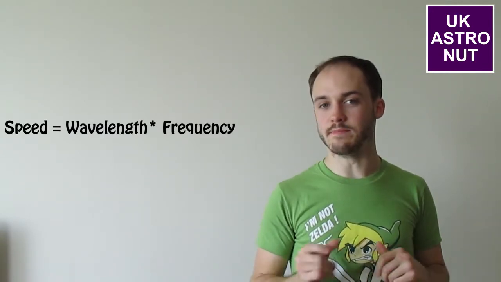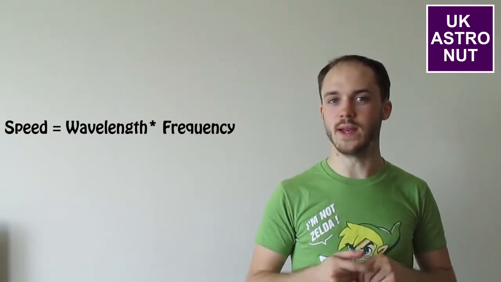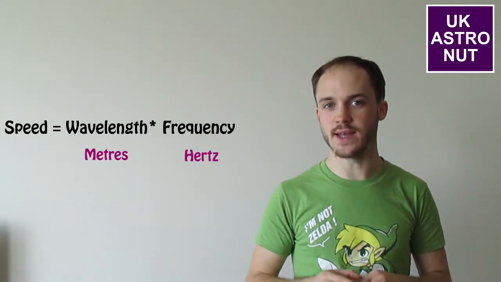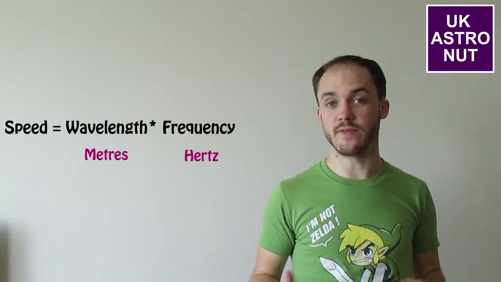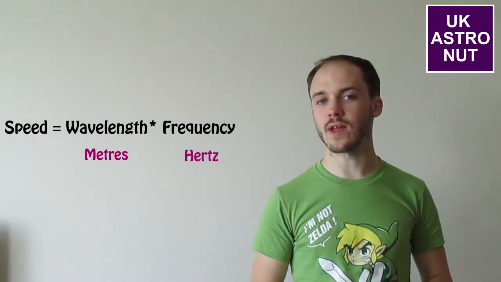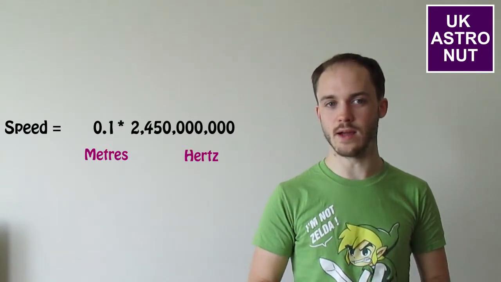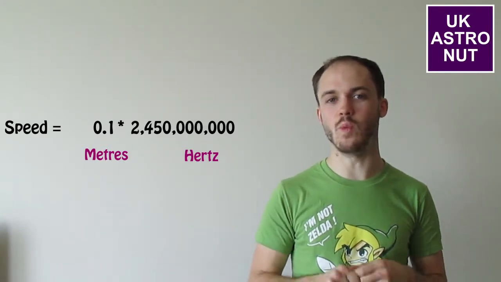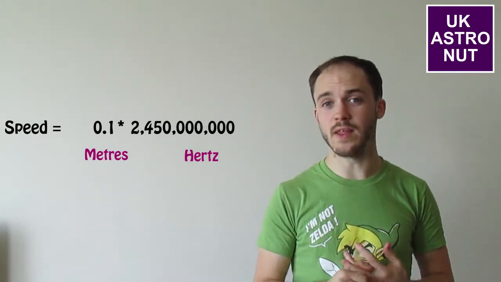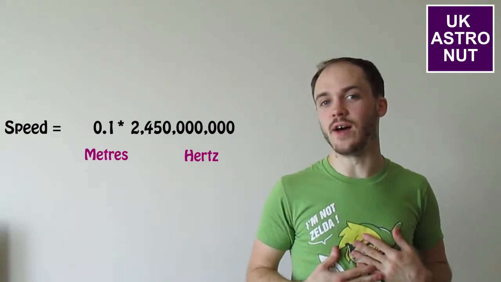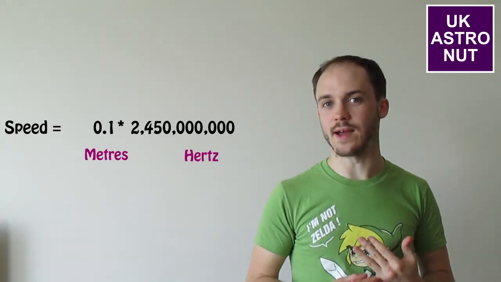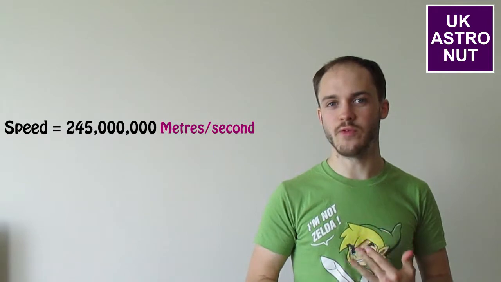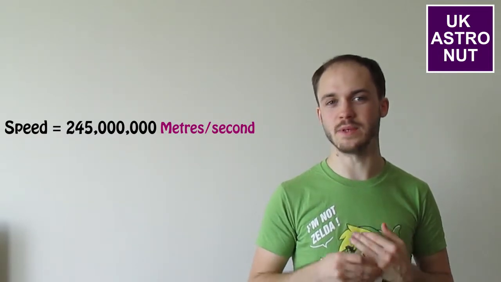Now, all we have to do is multiply these two values together, but we need to make sure the units are in hertz and in meters. So in hertz, the frequency of my microwave was 2450 million hertz, and the wavelength was 10 centimeters, which is 0.1 meters. So we need to multiply these two values together, and I find that for me, the speed of light that I calculated was 245 million meters per second.